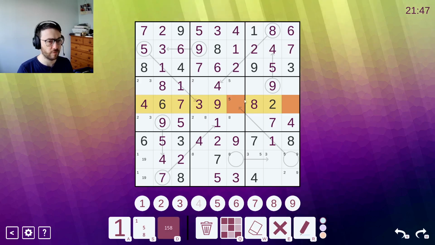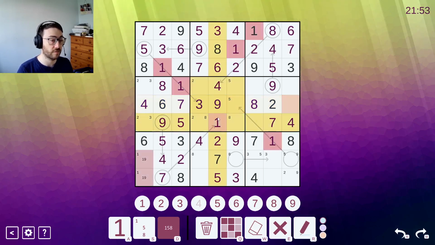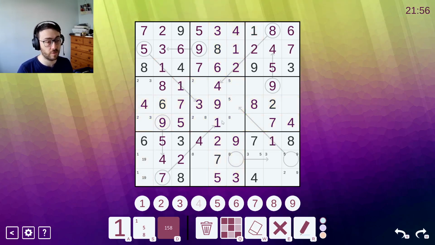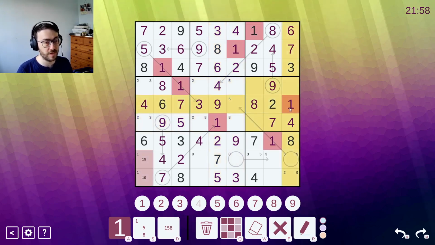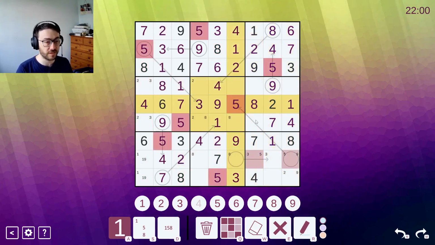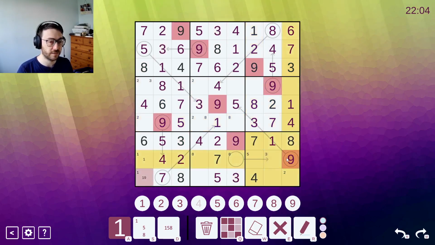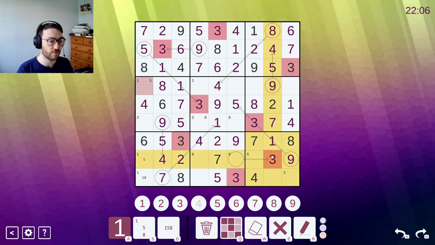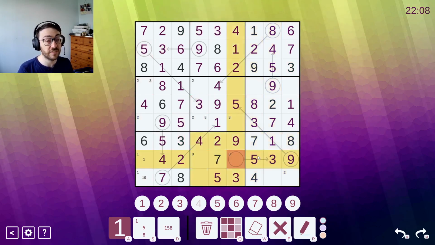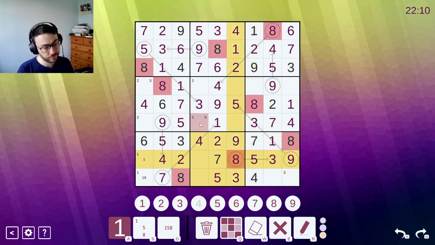What am I missing in this row though? 5 and 1, I think. Okay, so in fact it is a 5, because there's a 1 in this box. So the 1 in this row must go here. This is a 5, and I think I just concluded this must be a 3 to give me a 9 over here. That's therefore a 3. That's therefore a 5, and this is indeed an 8, as I thought it might be.